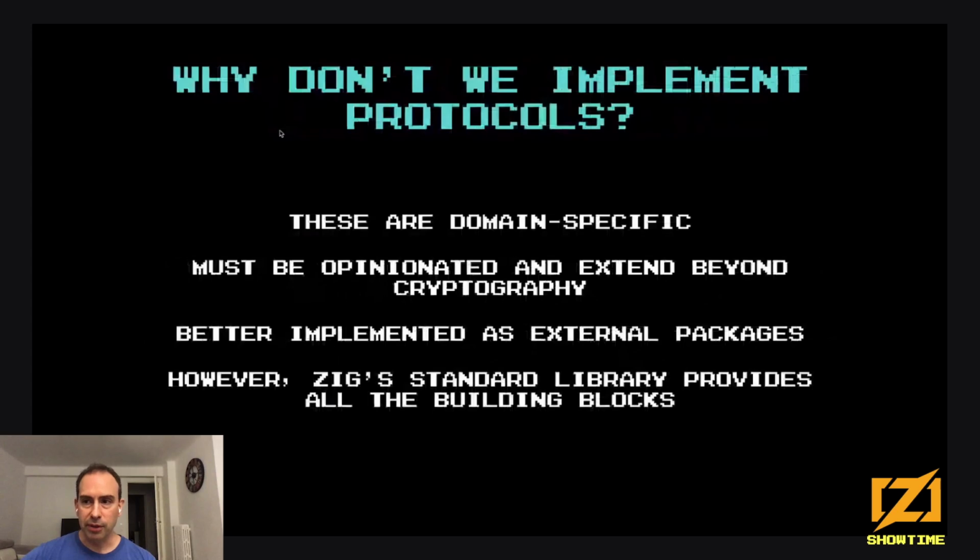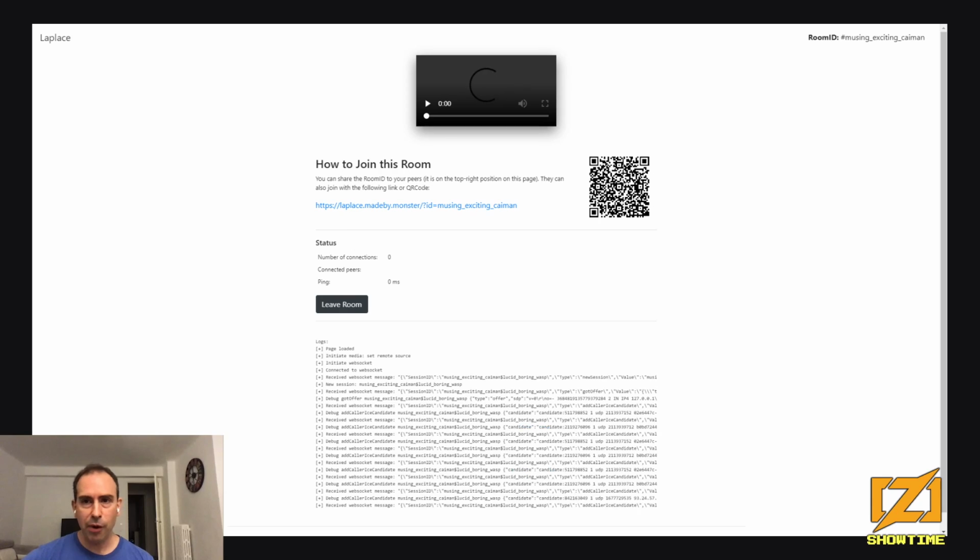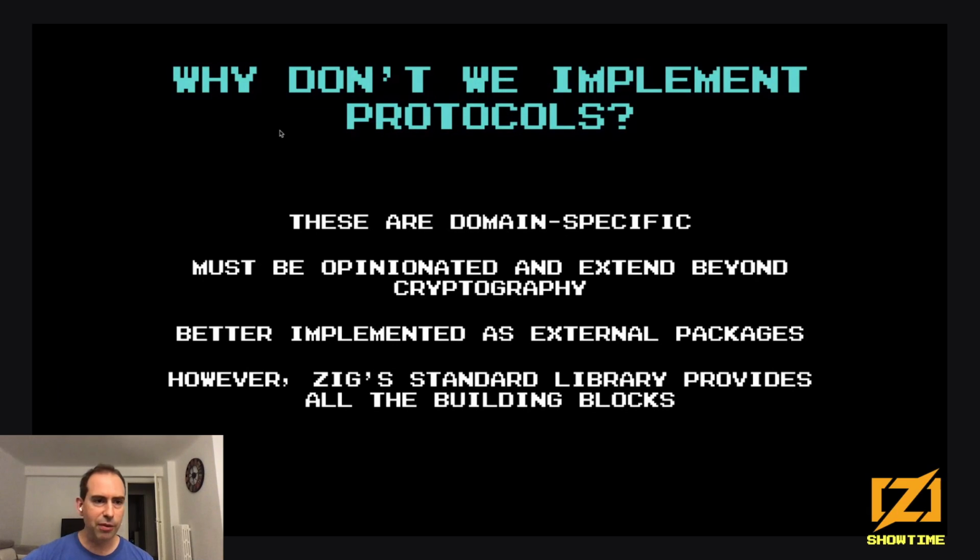Why don't we implement protocols, the highest level of APIs? Well, most of them are really domain specific. If you want to implement a blockchain or if you want to just do file encryption, you probably don't want the same kind of APIs. Plus, you have to pick specific constructions and file formats and network protocols and encoding formats and what not. So these things are really opinionated, and this is probably not something that we want to see in the standard library. They are better implemented as external packages. However, we provide all the building blocks so that you can implement these protocols easily and securely.